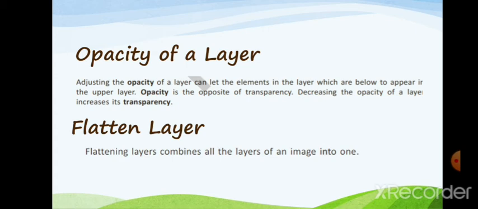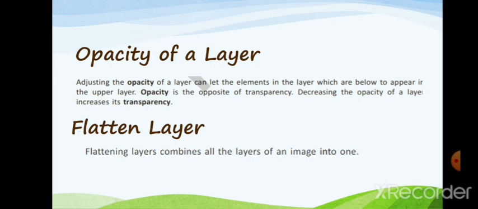properties. Now, opacity of a layer. Adjusting the opacity means transparency. Decreasing the opacity of a layer increases the transparency, and increasing the opacity means decreasing the transparency, because opacity is the opposite of transparency. Flatten layers.